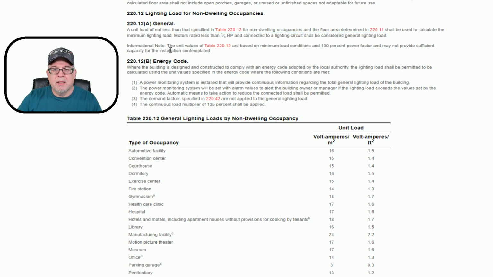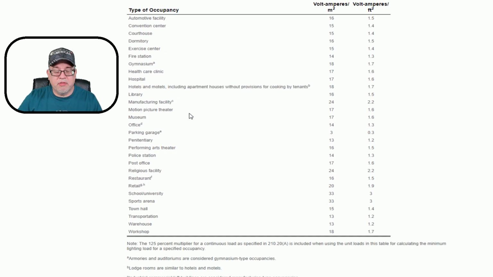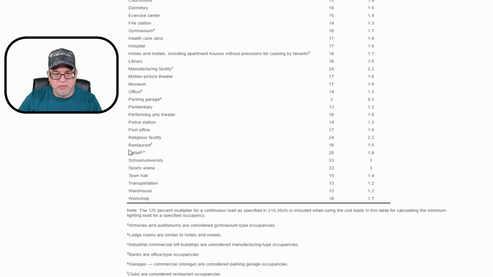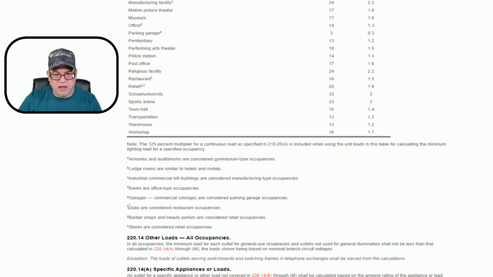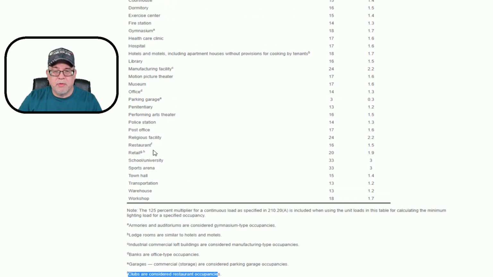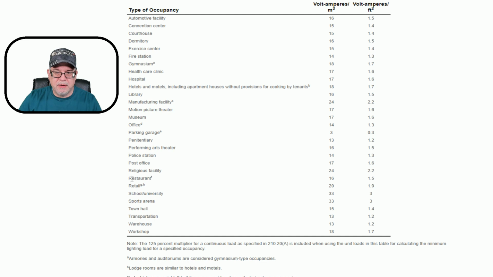Okay, now let's look at what we're looking at here. So we have a nightclub, and I don't see nightclub in here, but I do notice the restaurant, and it has a little note beside it, a little F. And F down here says clubs are considered restaurant occupancies. So we have a nightclub, so it's considered a restaurant when it comes to using this table. So here's the restaurant, and it says 1.5 VA per square foot. So that's what we're going to use in our question.